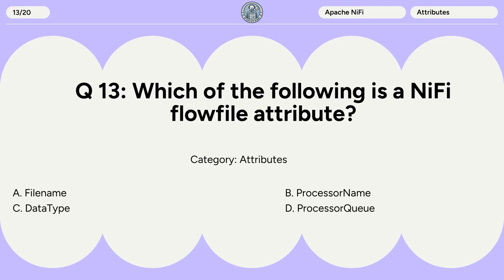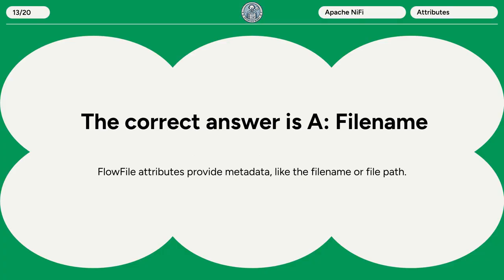Question 13. Which of the following is a NiFi flow file attribute? A. File name. B. Processor name. C. Data type. D. Processor queue. The correct answer is A. File name. Flow file attributes provide metadata, like the file name or file path.